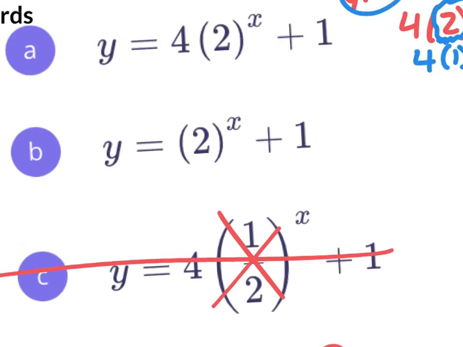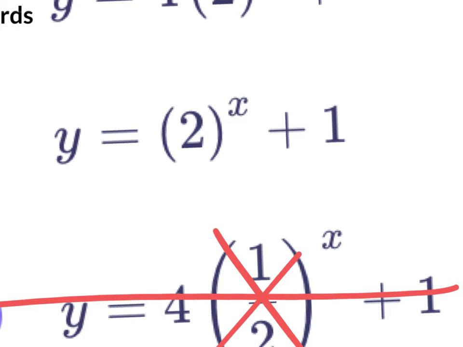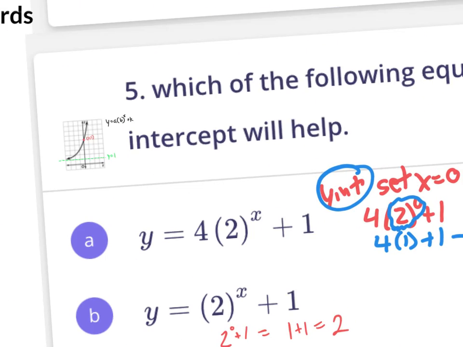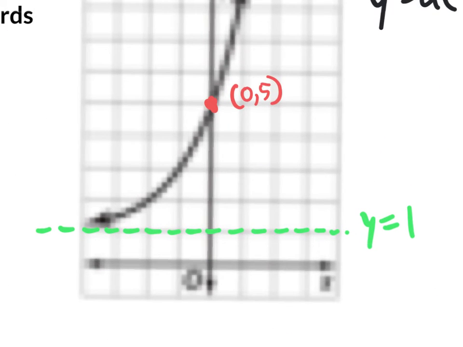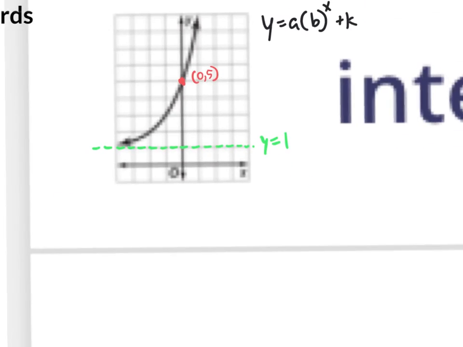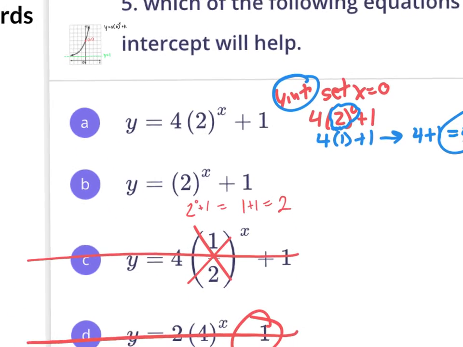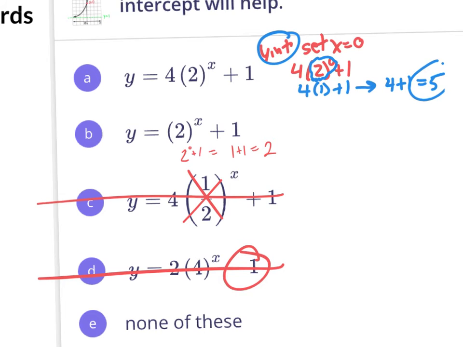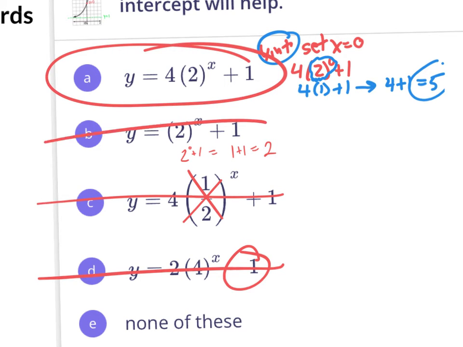If I try to do the y-intercept right here, this one will be 2 to the 0 plus 1, which is really 1 plus 1, which is 2. And we know that it does not cross right here at (0, 2). So you could identify your graph, or your function, by doing the process that I just did, which is option A, not any of the rest.